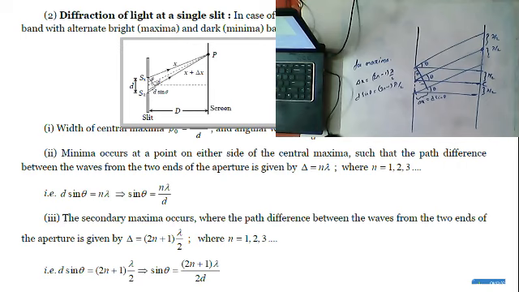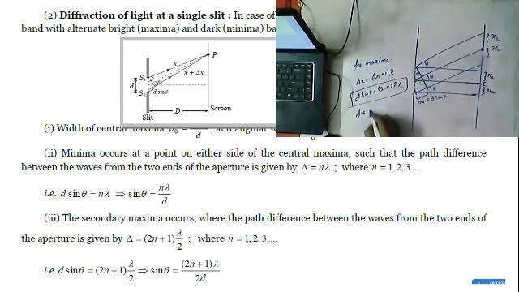Or 2n minus 1, or we can write it as plus 1. Plus 1 is better because we are adding up. If we consider from here, it is always getting added. So it is 2n plus 1 lambda by 2. So this 2n plus 1 lambda by 2 is equal to d sine theta. This is the condition for maxima.